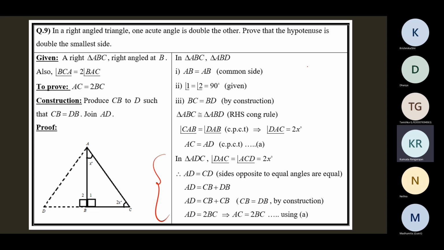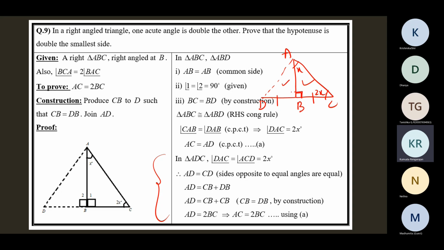All right. So what is it? We have a right triangle. I'm not proceeding, I just want to repeat this. We have taken a right triangle ABC, right angle at B. We've marked this angle as X, so this is double X, which is 2X. Construction: produce CB to a point D such that CB is equal to DB, and then join AD. Now we take up these two triangles and show that they are congruent to each other.